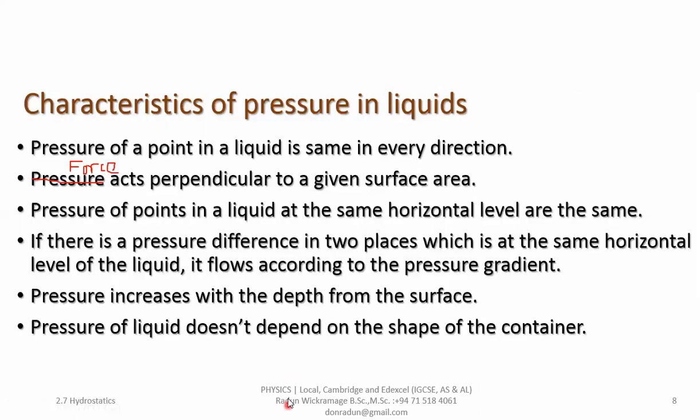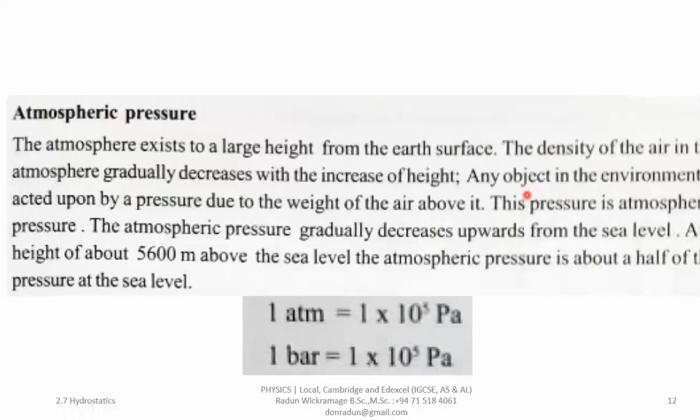Okay, so let's take down notes. I have taken this from the resource book: Atmospheric Pressure. The atmosphere exists to a large height from the Earth's surface, several kilometers. So we can take several hundreds of kilometers. You might argue that it's only about 6 kilometers or something, but oxygen is there up until a certain level, right? But the atmosphere exists to a large height from the Earth's surface.